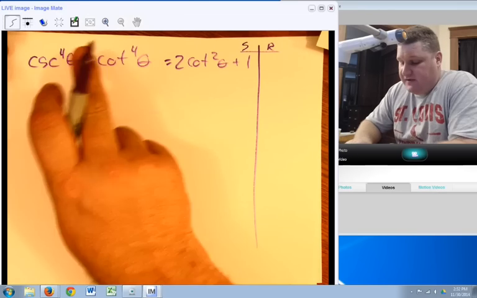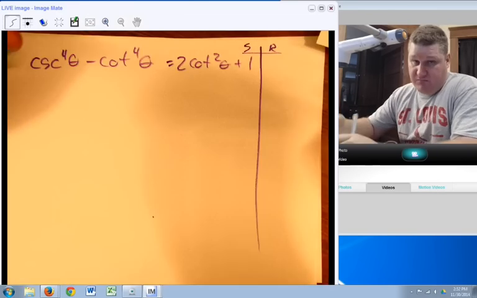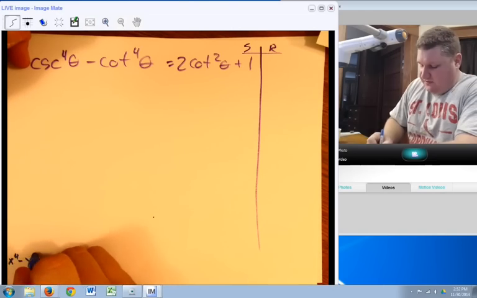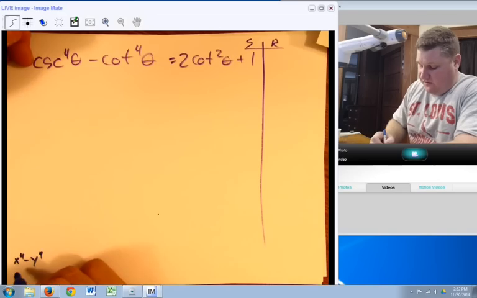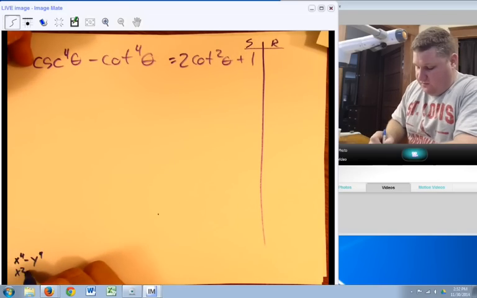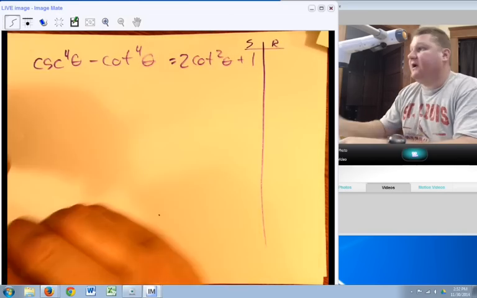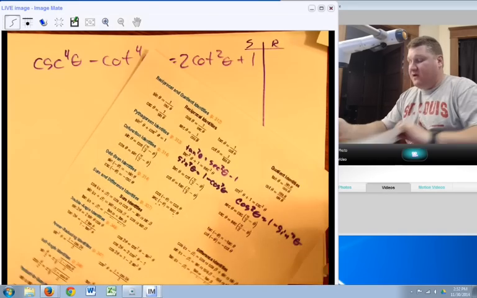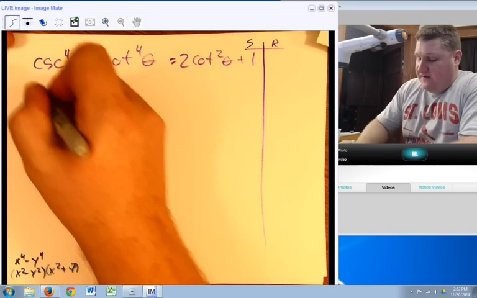Now, in this case, I have cosecant to the fourth minus cotangent to the fourth. Now, ladies and gentlemen, you are big boys and girls, so I assume that you can handle factoring x to the fourth minus y to the fourth. X to the fourth minus y to the fourth does nothing more than x squared minus y squared, x squared plus y squared. Now, the reason we want to get to squares is because I have all sorts of properties that deal in squares. I don't have properties that deal in fourths. So, let's see if we can factor this down.